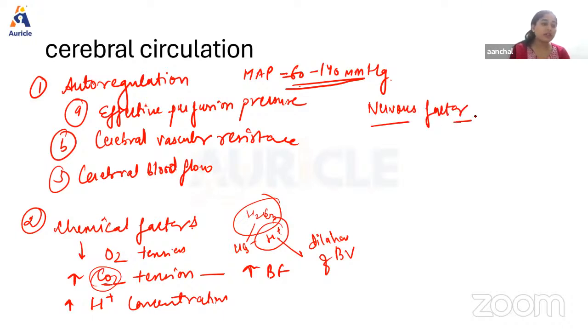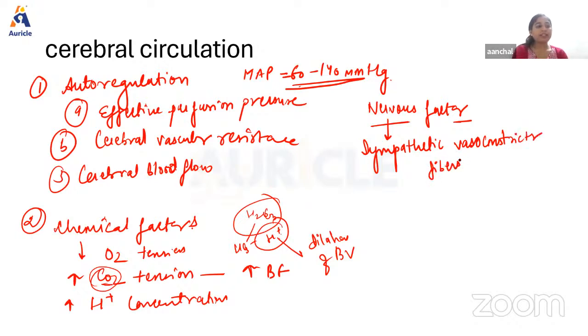Now what is the nervous factor? In nervous factor, we usually know about the ANS. Here we're going to know the ANS. Cerebral blood vessels are supplied by sympathetic vasoconstrictor fibers. But these fibers do not play any role in regulating cerebral blood flow under normal conditions.